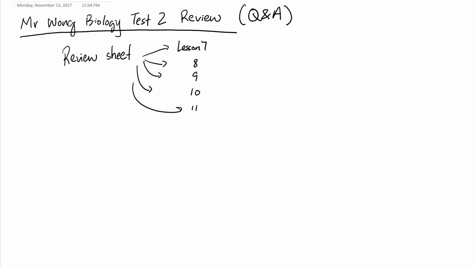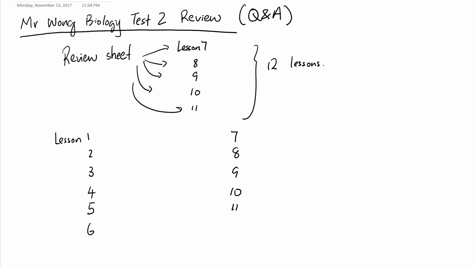Second question. Why are there so many lessons in one test? Well, it's not a lot, it's only 12 lessons. Remember, we covered from lesson 1 all the way up to 12. The first lesson is about life, right? What is life? Second lesson is about biological organizations.